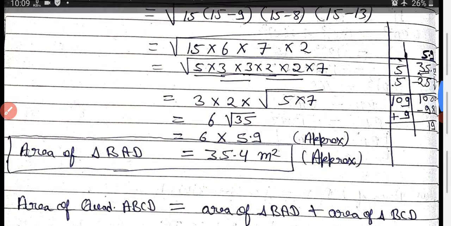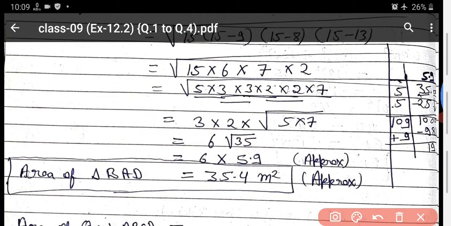Can we write 15 as 5 times 3? Then you have to write 5 into 3 in place of 15. Then in place of 6, 3 twos are 6, 7 as it is, 2 as it is. Now just make pairs. One pair of 3 and one pair of 2, and 5 and 7 remain inside the root. So 3 comes outside, 2 comes outside, and 5 and 7 remain inside.